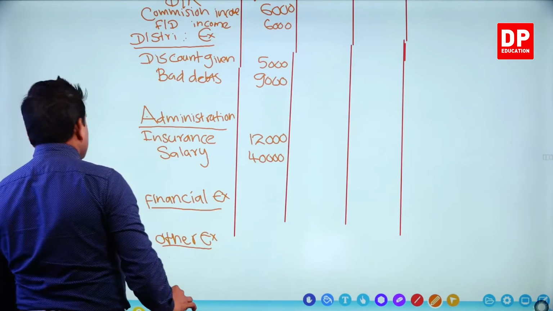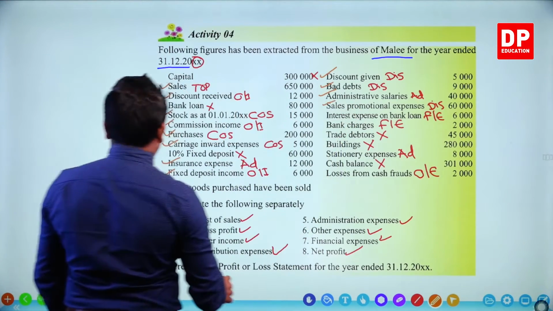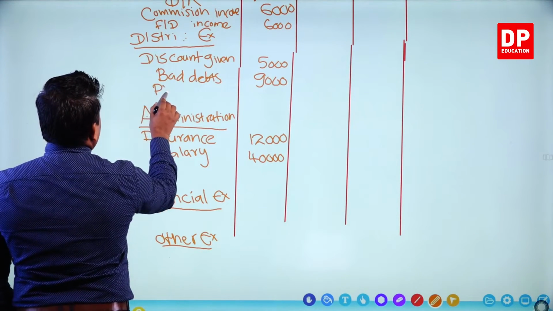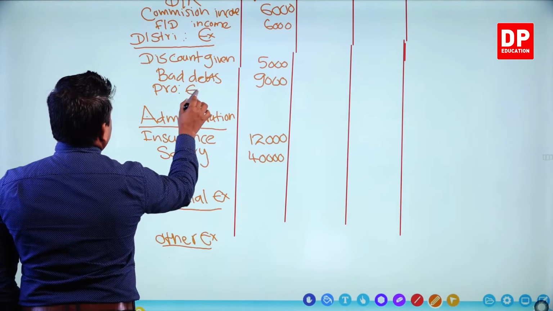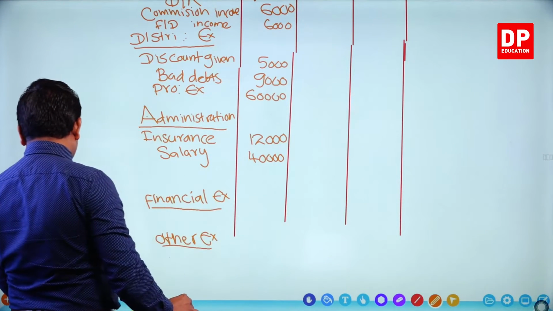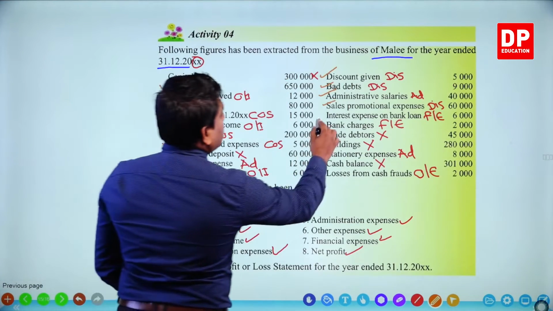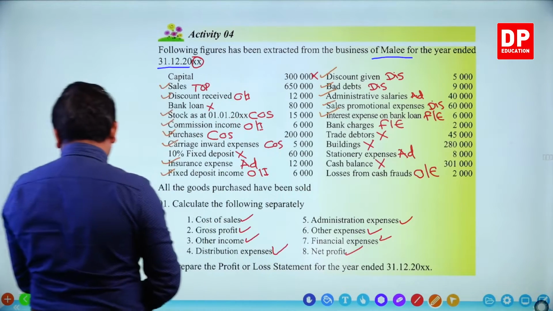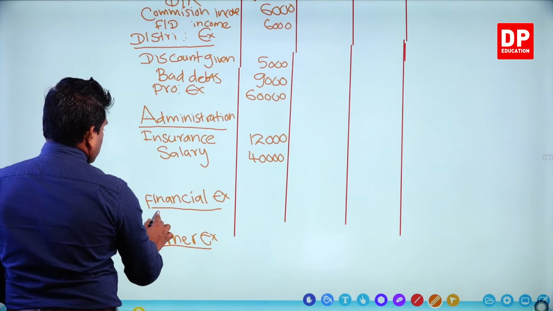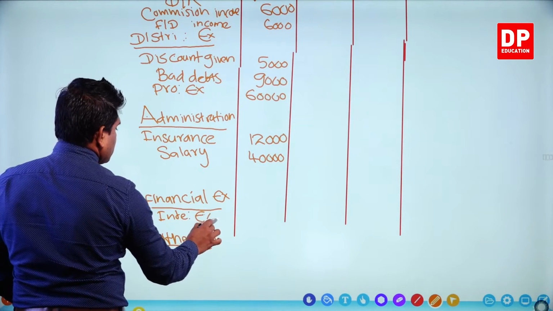Now the next one, sales promotional expense, 60,000. Promotional expense 60,000. Next one. Interest expense on bank loan 6,000. Interest expense 6,000.